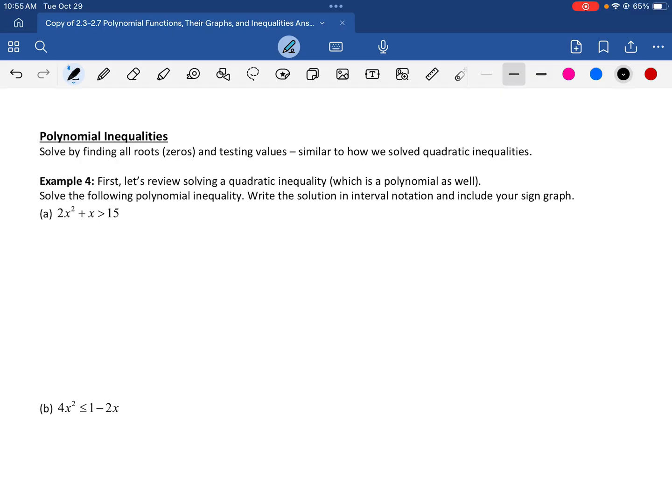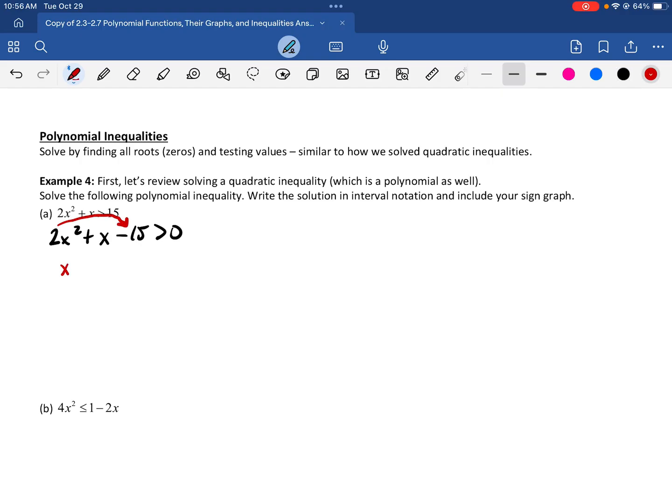All right, so let's see. First thing I see is that I need to have a 0 on the right hand side. So I'm going to move that 15 to the other side by subtracting it. This one is quadratic, which is also a polynomial, so this leads us into looking at polynomials specifically. Now that I've got it all on one side, I can factor it. I can do slide and divide here.